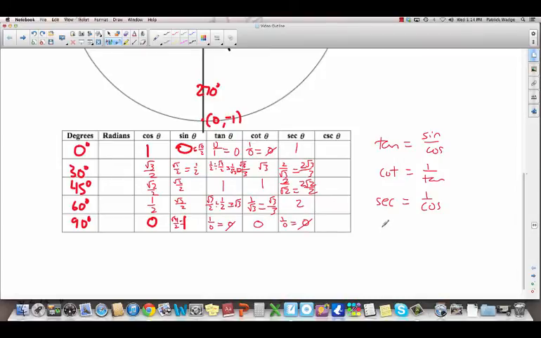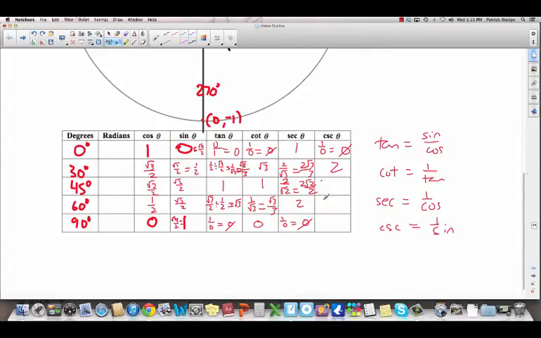That's it for secant. Cosecant is sine flipped over. So look at your sine values and flip them over. 0 flipped is 1 over 0, can't do that. 1 over 2 flipped is 2. Root 2 over 2 flipped is 2 over root 2.